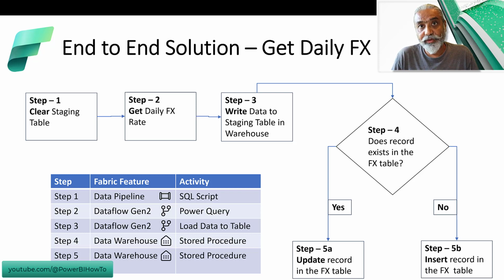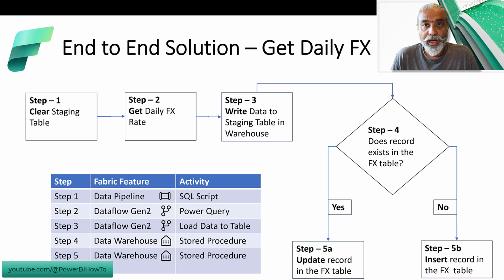Step four is the data warehouse. We will have a stored procedure which will make the decision whether a record exists or not. Again, this is SQL statements and all that stuff. Basically, it's an UPSERT. And step five is A and B. If it exists, then update. If it does not exist, then insert the record. So this is the whole end-to-end solution, getting foreign exchange rate and storing it in our final destination table on a daily basis.